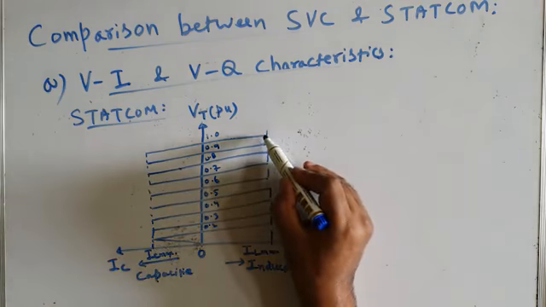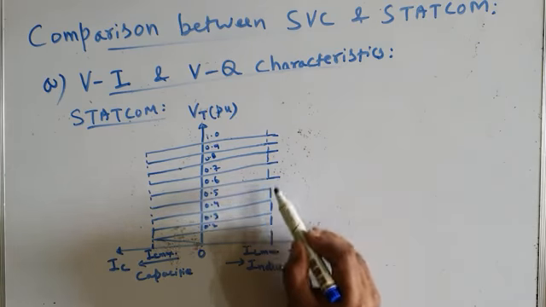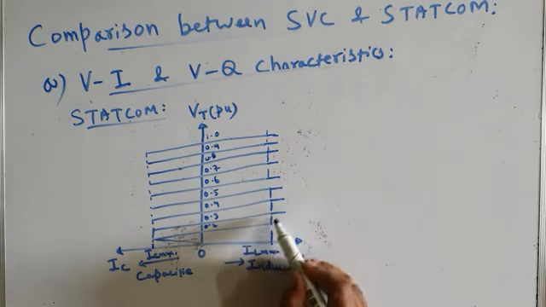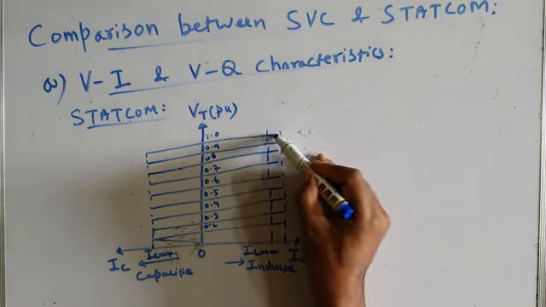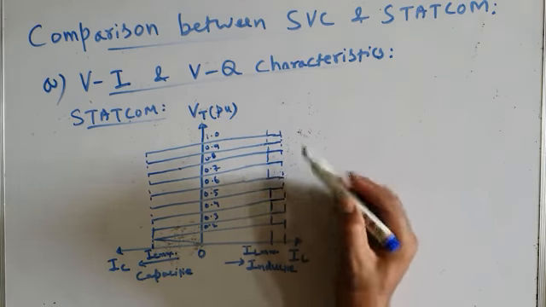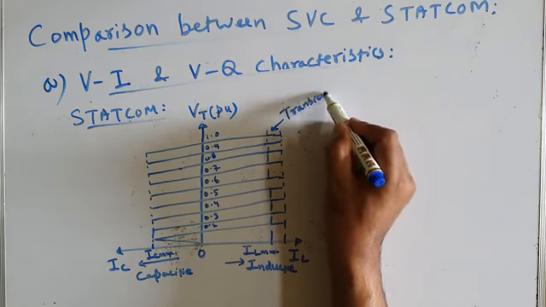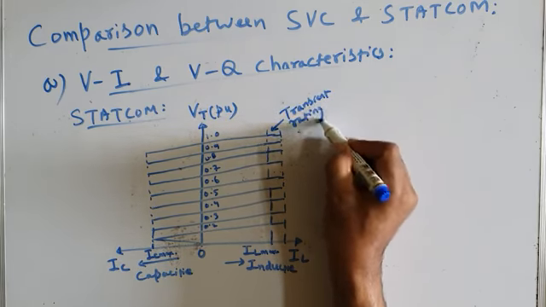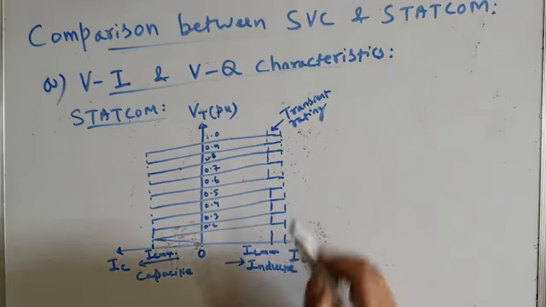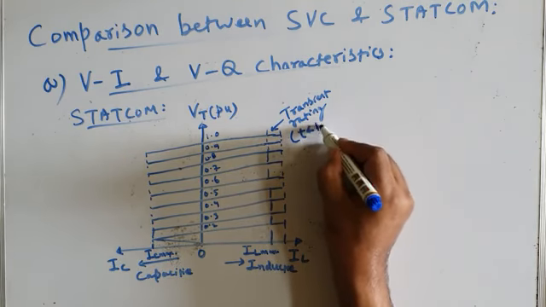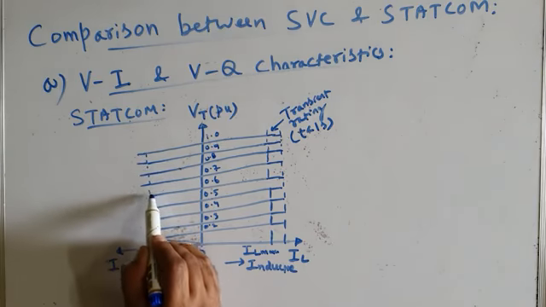Right. So I have already told you in one of the earlier classes, maybe last class when we were discussing the VI characteristics of a STATCOM, that STATCOM has some transient rating, which is a sort of overload rating. So this is the transient rating of STATCOM, and that means the STATCOM current can go more than IL max in the inductive region for a very small period of time, t less than 1 second. This is called transient rating.